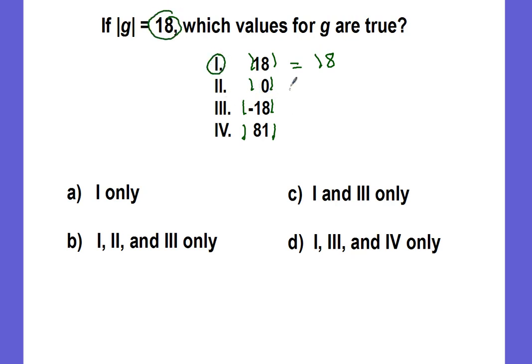What's the absolute value of 0? It's 0. So we don't want number 2. What's the absolute value of negative 18? Absolute value is always positive. So it's a positive 18, which is what we're wanting. And what's the absolute value of 81? It's 81. So the only values where it would be true would be 1 and 3, which is letter C.